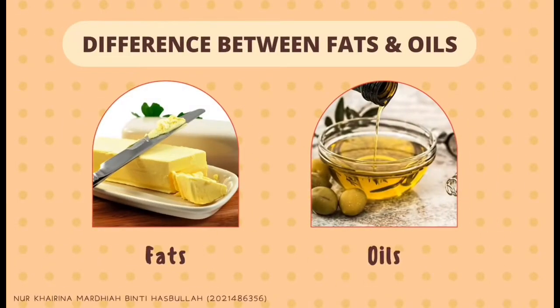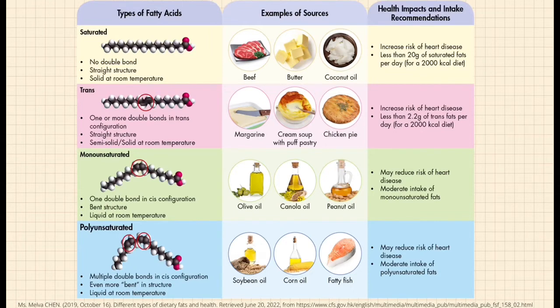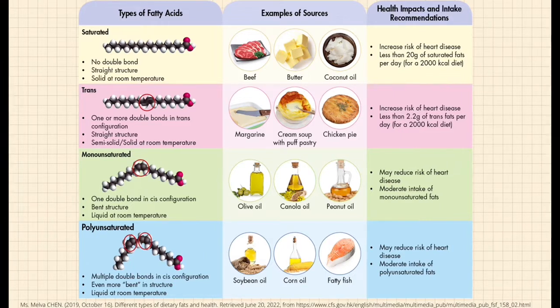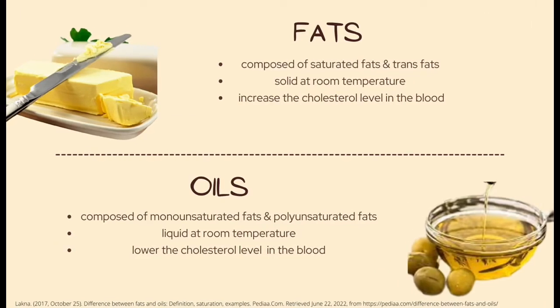Next, difference between fats and oils. There are 4 types of fats, which are saturated fats, trans fats, monounsaturated fats, and polyunsaturated fats. A healthy diet should contain both monounsaturated and polyunsaturated fats as they decrease LDL cholesterol. The major difference between fats and oil is that fats are composed of high amounts of saturated and trans fatty acid, which become a solid form at room temperature, whereas oil is mostly formed of unsaturated fatty acid, which is a liquid form at room temperature.